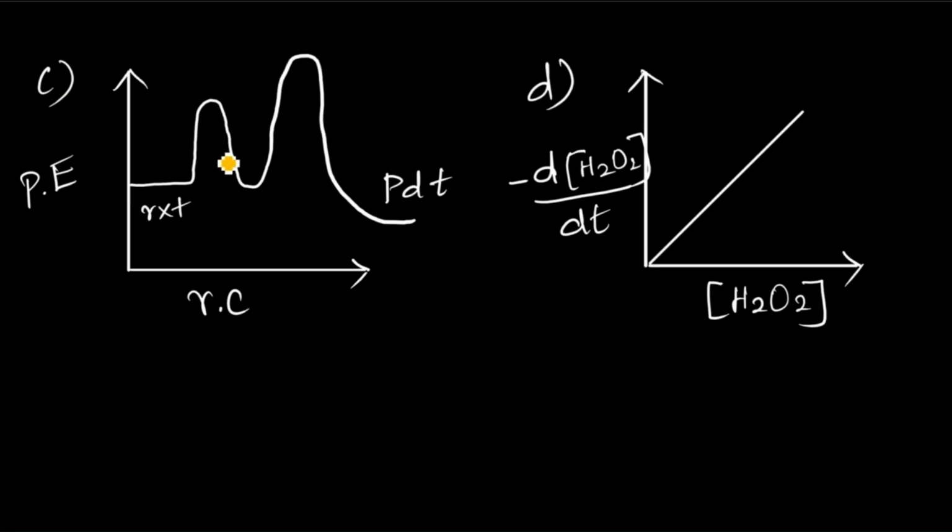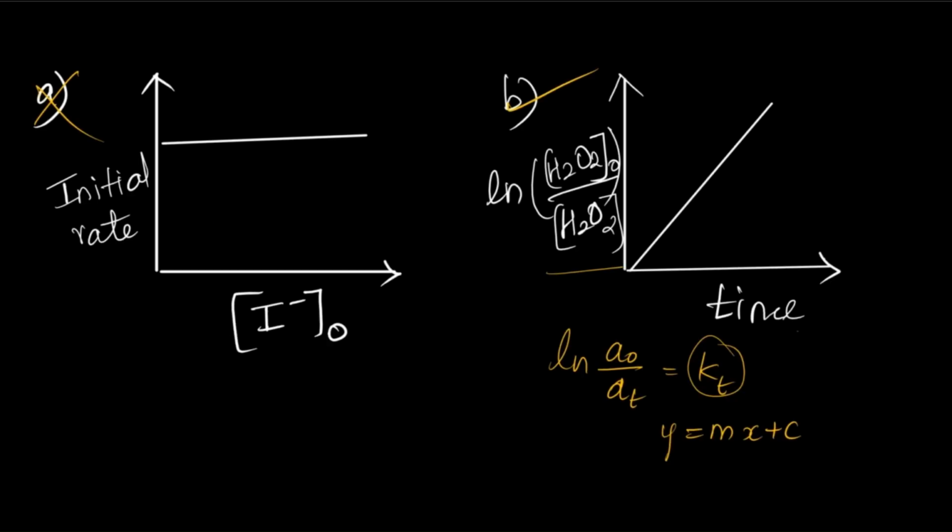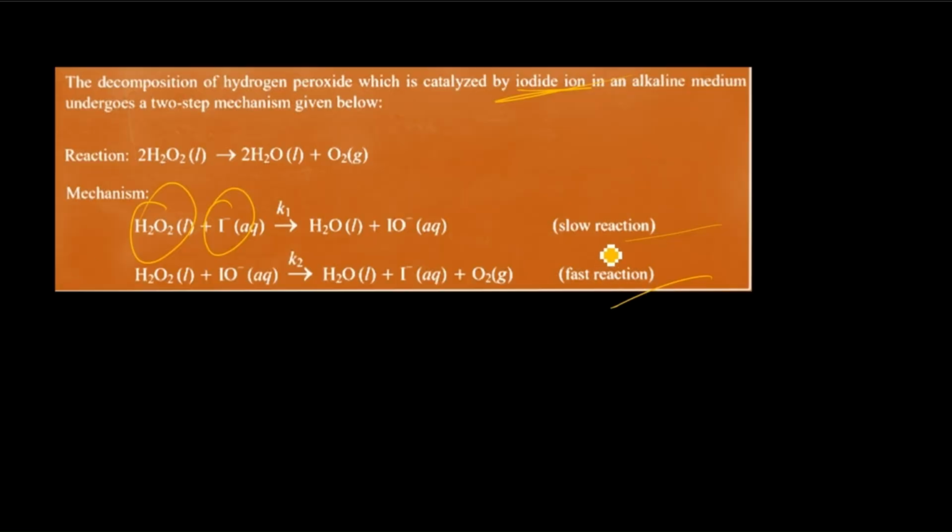And talking about option C, here I'm having two types of curve. The first one is smaller than the other one, but in the reaction they have given, the first one is a rate determining step, that is a slow step, which involves our catalyst as well.